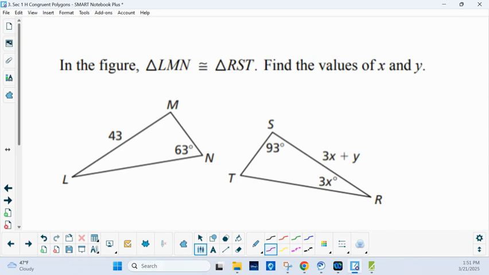So let's take a look. We would need this angle right here to help us figure out this triangle. Look at the congruent statement. What angle in the first triangle is congruent with angle T?